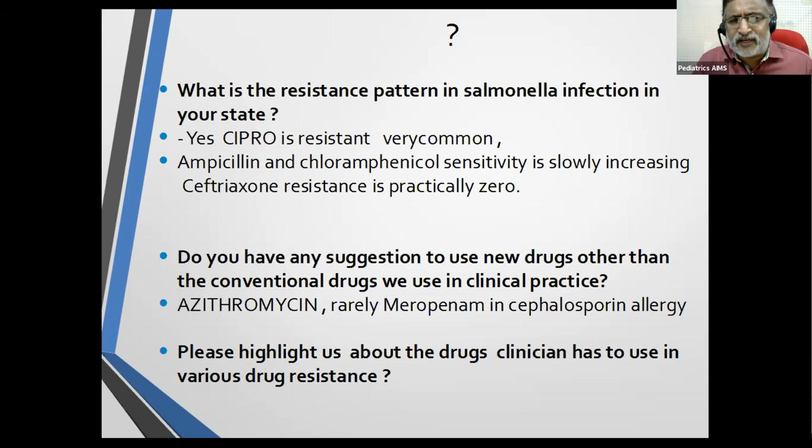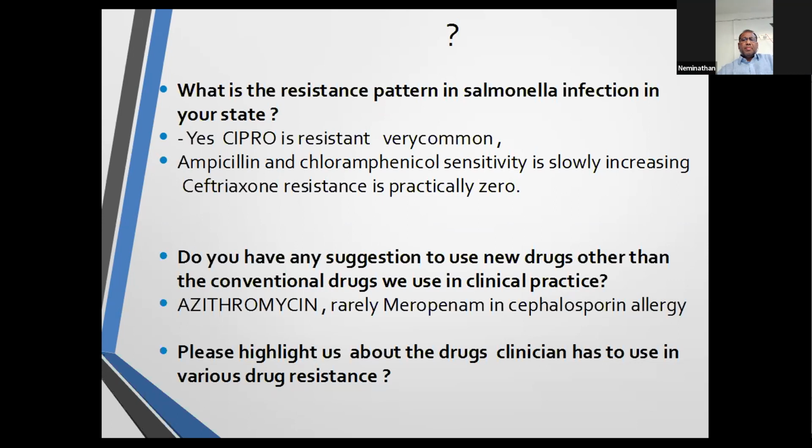As a result, you are preferring to use ceftriaxone rather than ciprofloxacin, chloramphenicol or ampicillin. Your choice is ceftriaxone. If the patient is resistant to ceftriaxone also, what will you do, sir? In those cases, I will choose azithromycin 10 to 20 milligram per kg per day, high dose, for a period of 7 days. And if there is allergy to cephalosporins, I'll use aztreonam. It's not meropenem, it's aztreonam.